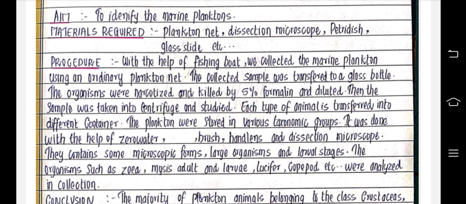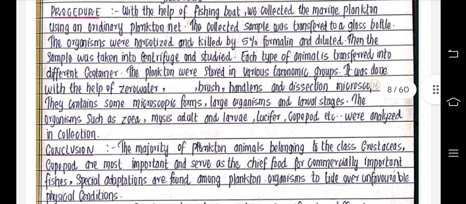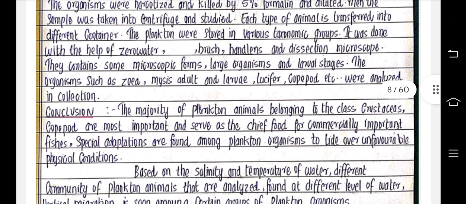They contain some microscopic forms, large organisms, and larger larval stages. The organisms Zoea, Mysis, adult and larvae, Lucifer, copepod, etc. were analyzed in the collection. Conclusion: the majority of plankton animals belong to the class Crustacea. Copepods are most important and serve as the chief food for commercially important fishes.